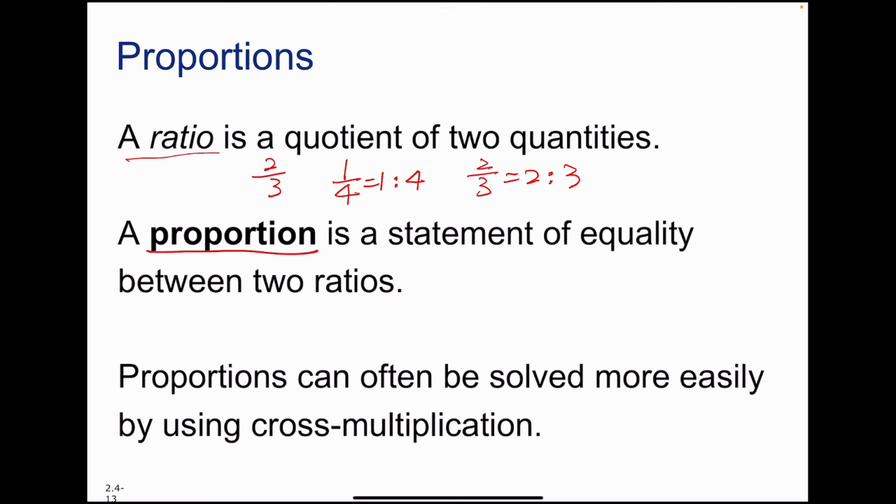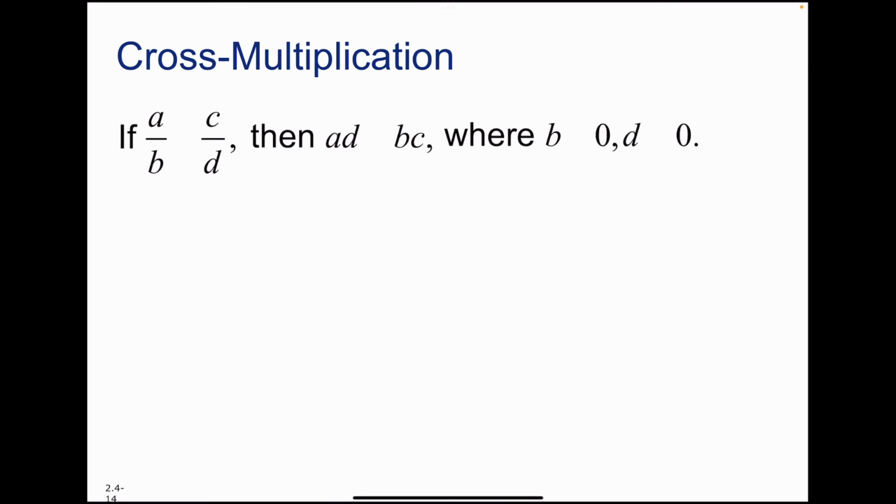The book says it's a statement of equality between two ratios. I'm not quite sure if this definition makes sense or not, but overall you're going to talk about the equality of two ratios. So something like that, okay? Let's look at an example here. By the way, when we talk about proportion, oftentimes we need to use a calculation called cross multiplication.